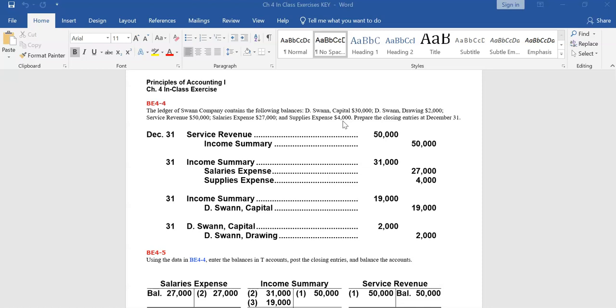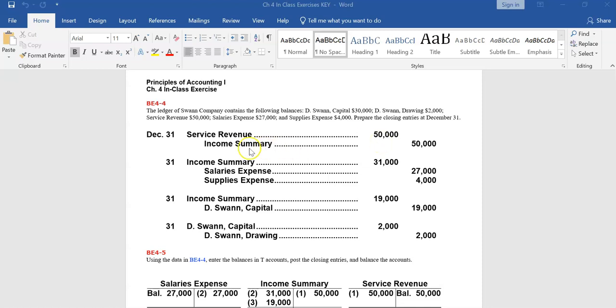The very first closing entry will close out the revenue account. Currently, the revenue account has a $50,000 balance. Revenues have a credit balance. If we want to close out the revenue account, we need to debit it. So we will debit the service revenue account to close out its balance.